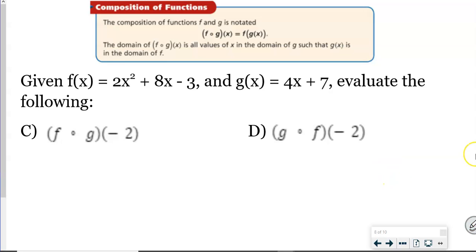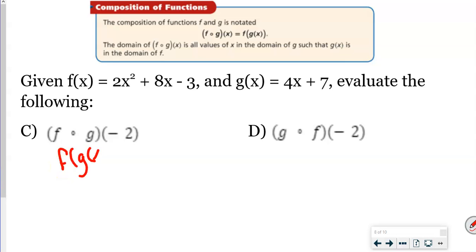So this one says f of g of negative 2. This is just a different notation, okay? So what does this mean? I'm going to rewrite it, y'all. F of g of negative 2. You can write it either way, but for some of y'all, having seen it the other way first, you might want to rewrite them, okay?